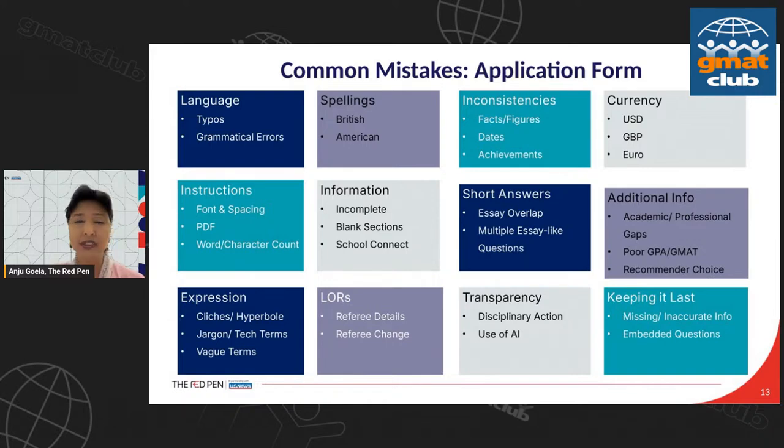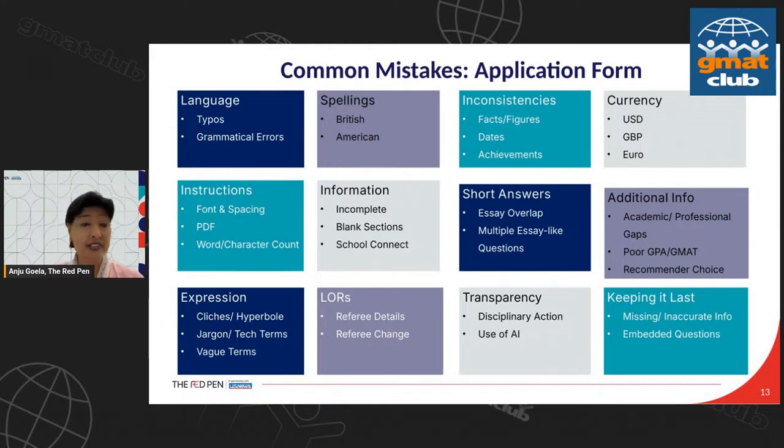But if you're applying only to the UK, you can use the pound. Or if you're applying only to Europe, in the Eurozone, you can use the euro. But otherwise, USD is the universally accepted norm. Now, if you worked in two different geographies and earned and created impact in different currencies, convert them to one currency, please. Okay. Consistency is important.